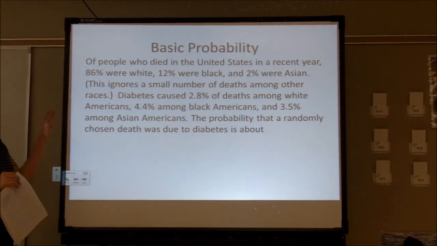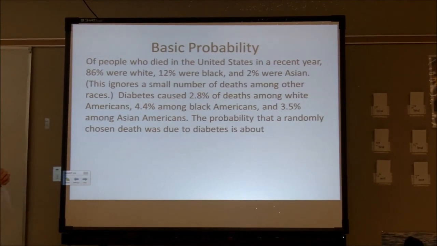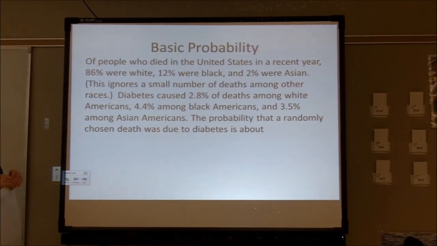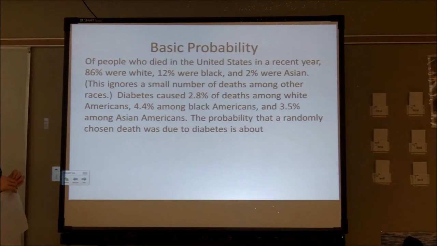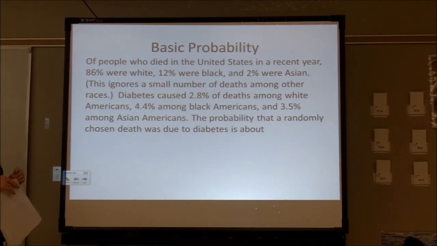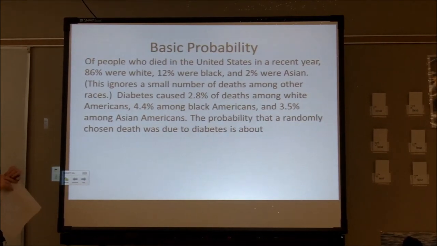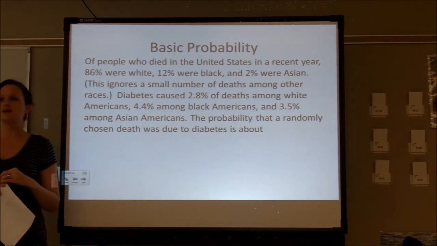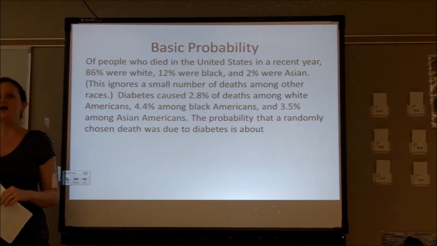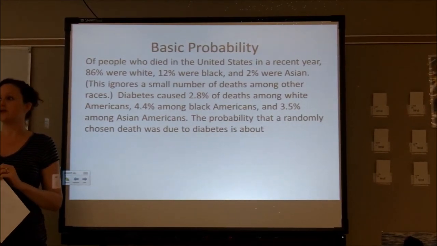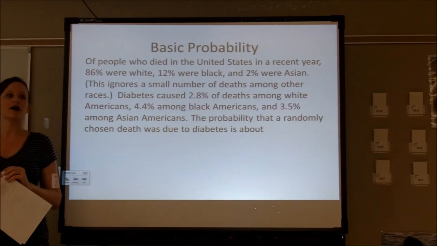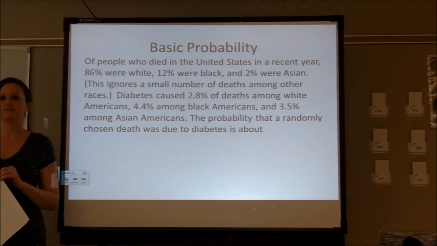Of people who died in the United States in a recent year, 86% were white, 12% were black, and 2% were Asian. This ignores a small number of deaths among other races. Diabetes caused 2.8% of deaths among white Americans, 4.4% among black Americans, and 3.5% among Asian Americans. The probability that a randomly chosen death was due to diabetes is about what? That's a lot of information. How can we organize said information?